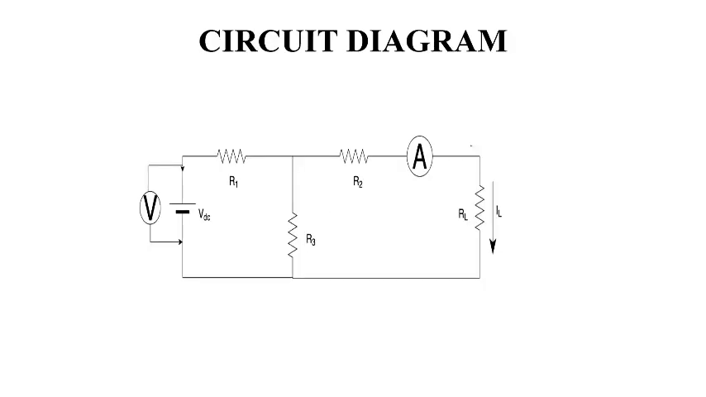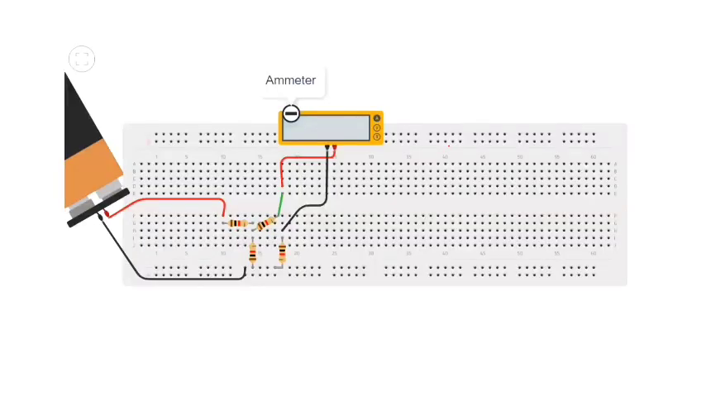So let us assume that this is our given circuit diagram. This is a complex network and we need to identify how much current is flowing through this resistance RL. So we are going to draw this circuit onto the breadboard and we'll take the help of an ammeter to find out how much current is going through this branch. So this is what your circuit would look like.